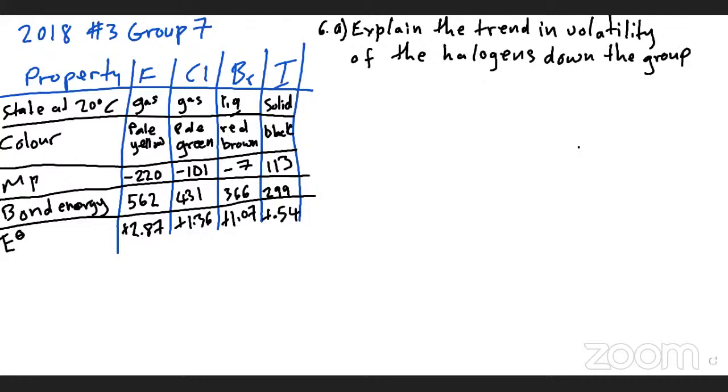All right, so explain the trend in volatility of the halogens going down the group. So volatility, basically, if you have a bottle of alcohol and you leave it open, the scent will be gone after a short period of time. So basically, it easily forms a vapor and escapes. Sorry, it decreases down the group. That is correct. Give me a second.